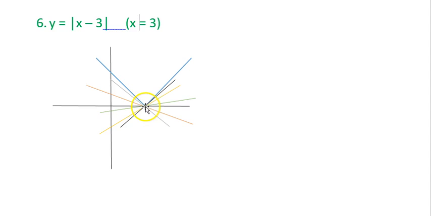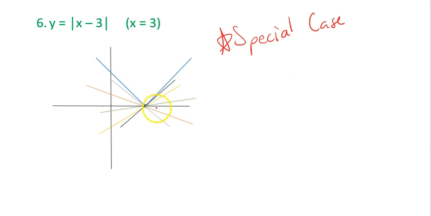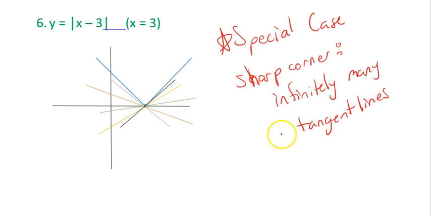So this is a special case. There's infinitely many tangent lines that can be drawn. So first of all, you need to mark this as a special case. And when there's infinitely many tangent lines that can be drawn, that's usually happening at something like a sharp corner, and there's special things that we will be learning about that in future lessons. So make a note that if there's a sharp corner on a graph, you can draw infinitely many tangent lines. And I've just drawn a few, but obviously you could just keep drawing until you've filled up this space.